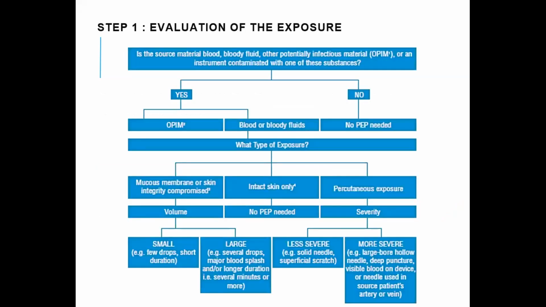First is evaluation of the exposure. We need to know whether the source material is infectious: blood, bloody fluid, or other potentially infectious material, or an instrument contaminated with one of these substances. If yes, we need to know what type of exposure, whether it is mucous membrane or skin integrity compromised, intact skin only, or cutaneous exposure. If mucous membrane or skin integrity compromised, you need to know the volume, whether it's small, a few drops, or large, a major blood splash.